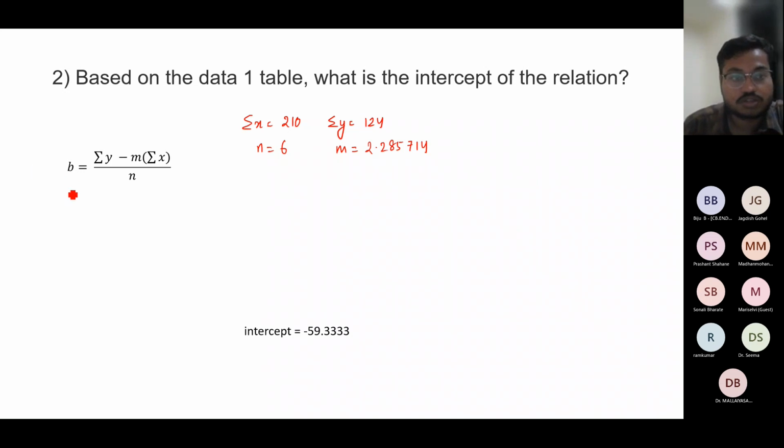We'll substitute all these values and we'll get the value of intercept, which comes out to be minus 59.33. So this equation becomes 124 minus 2.285 into 210 divided by 6, which will turn out to be minus 59.33. Is that clear?